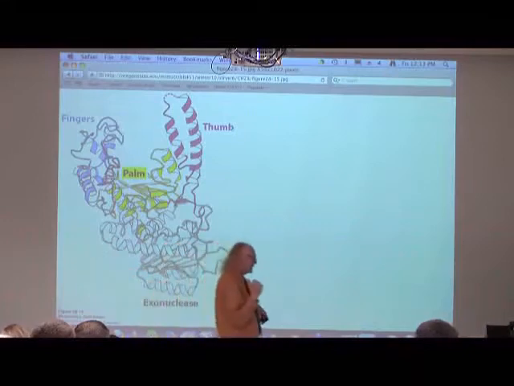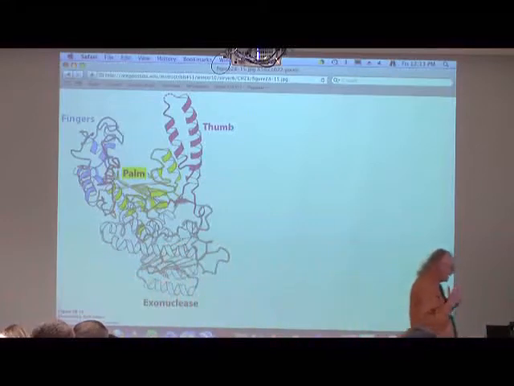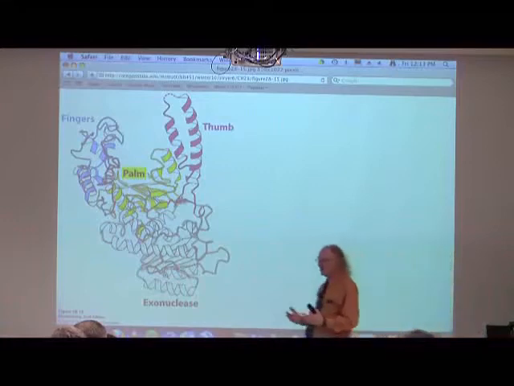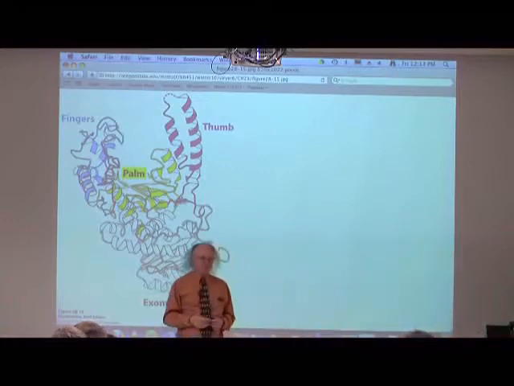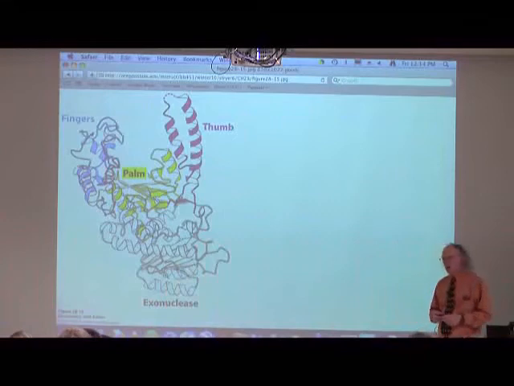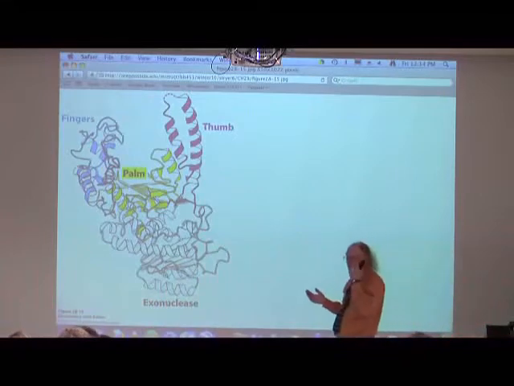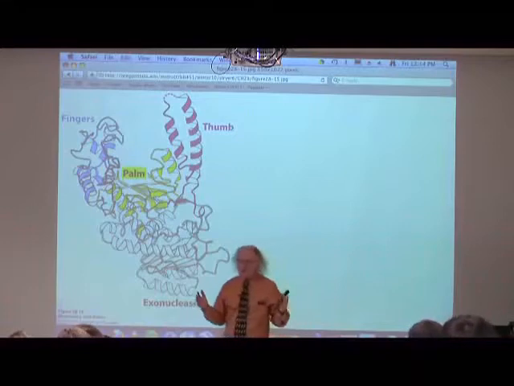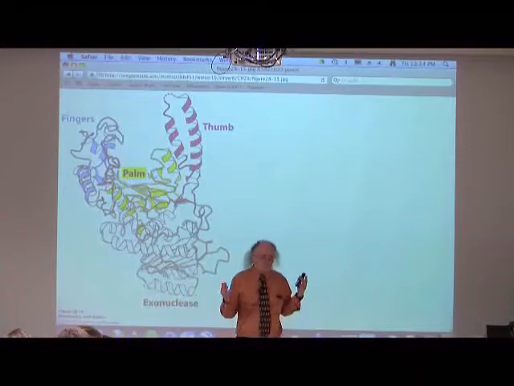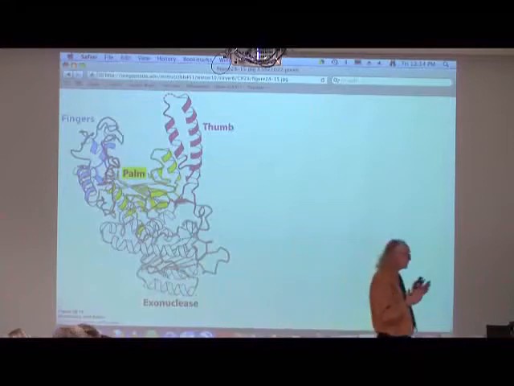What this activity does is it provides a way of checking to see if replication has proceeded properly. This activity has a name. It's called a proofreading activity. And what the proofreading activity does is the same thing that a proofreader of a magazine or a newspaper would do. They look for typographical errors. A proofreading activity looks for typographical errors.